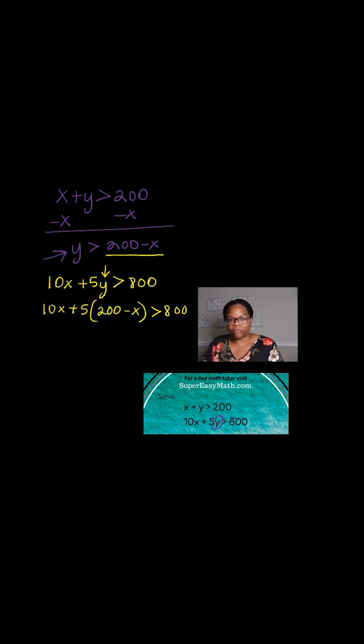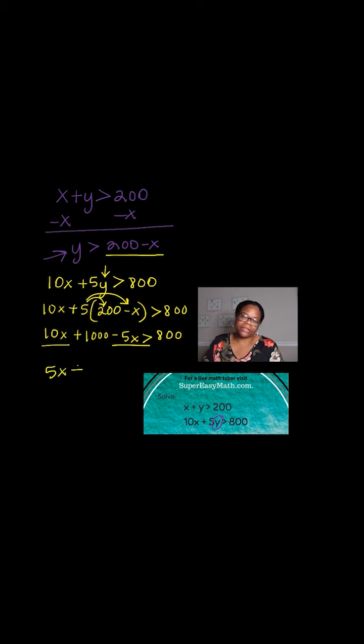Now I can solve. I'm going to distribute the 5 over, and I have 10x plus 1000 minus 5x is greater than 800. Now I can see my like terms of 10x and minus 5x, and that would be 5x plus 1000 is greater than 800. Minus 1000 minus 1000, and I'm left with 5x is greater than negative 200.